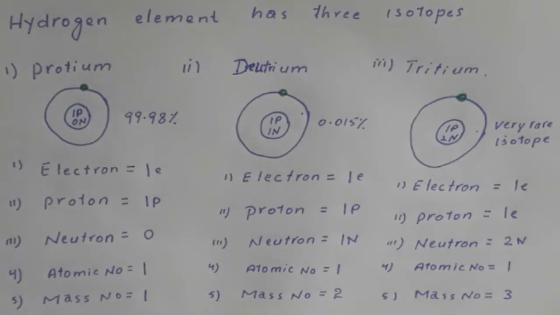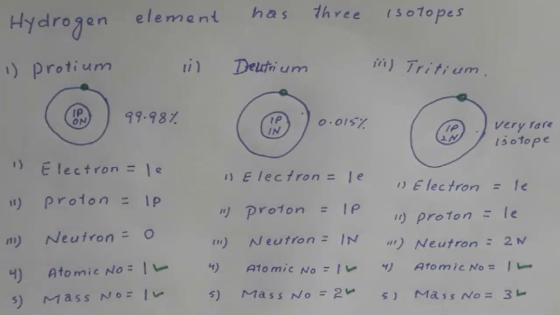How many isotopes of hydrogen? So you know that hydrogen has 3 isotopes. All these isotopes have the same atomic number. So in case of protium they have 1 atomic number, in case of deuterium they have 1 atomic number, and tritium also 1 atomic number, while the mass numbers are different. Protium mass number is 1, deuterium mass number is 2, tritium mass number is 3. So they are isotopes, they have the same atomic number but different mass number.